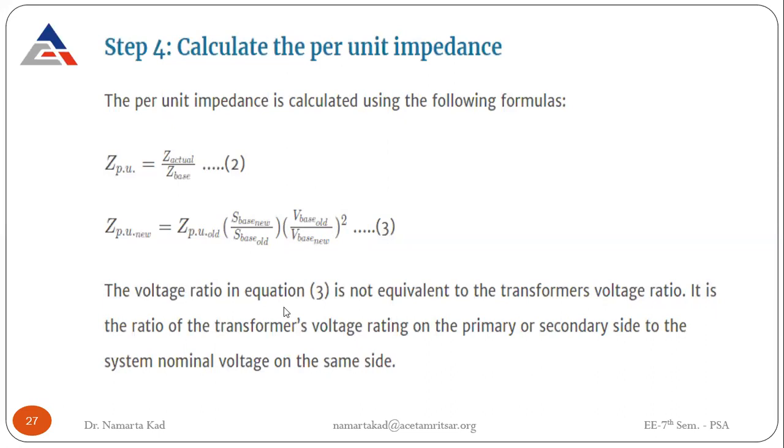The voltage ratio in equation number 3 is not equivalent to the transformer's voltage ratio. It is the ratio of the transformer voltage ratings on the primary or secondary side of the system to the nominal voltage on the same side, because we are choosing different voltage bases. So that's why it is required to calculate this.